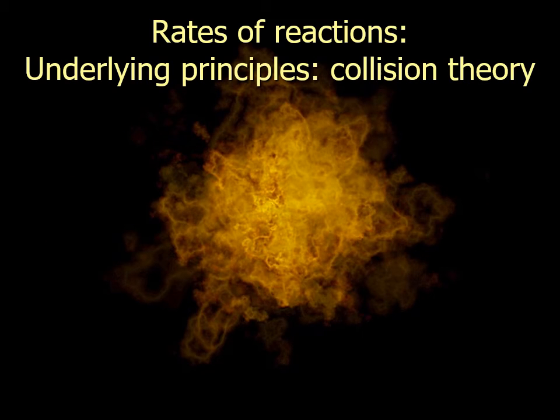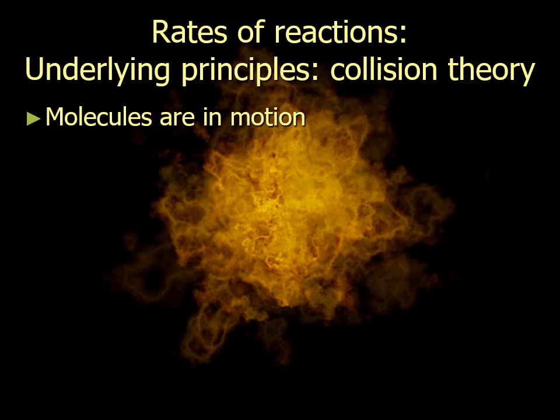So now we'll wrap up this chapter by looking briefly at rates of reactions and some of the factors that influence the rate. And this is based on a principle called collision theory, meaning that reactions don't happen unless molecules actually collide with each other. There's no long distance relationships in chemical reactions. The molecules actually have to collide.